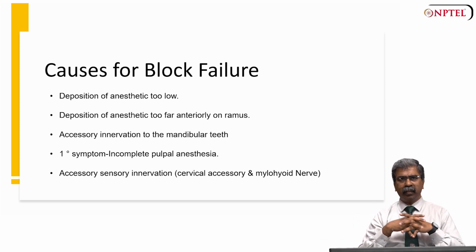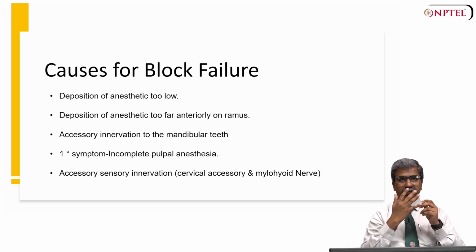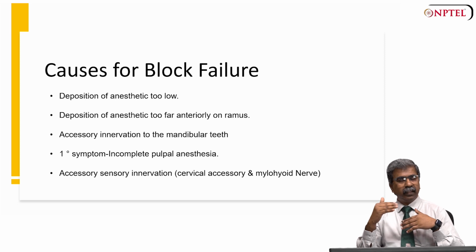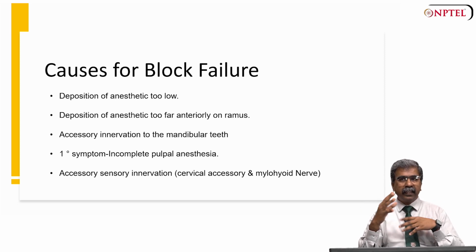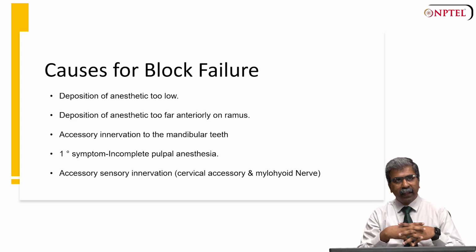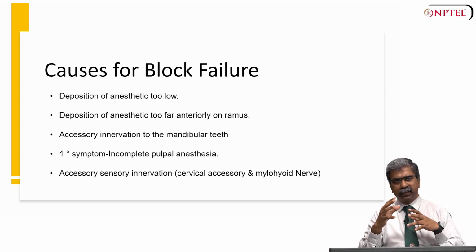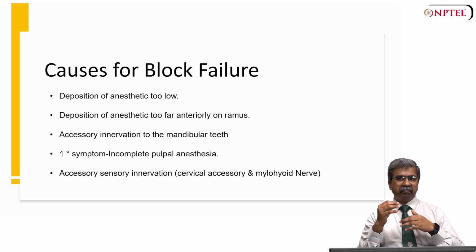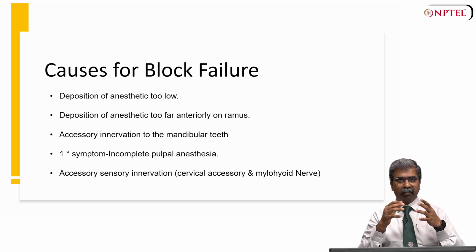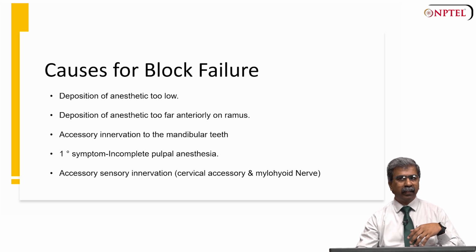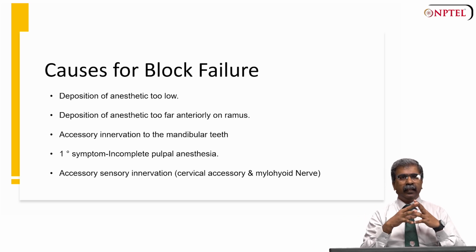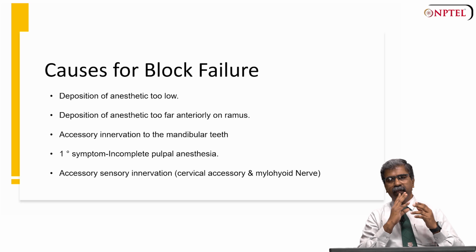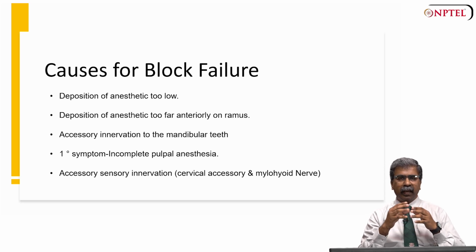So what are the causes of failure of the nerve block? As I discussed a couple of slides earlier, if the anesthetic is deposited too low on the ramus, it may not adequately reach the inferior alveolar nerve, leading to insufficient anesthesia. And also, if the deposition of anesthetic is too far anteriorly in the ramus, thereby ineffectively targeting the mandibular foramen, resulting in inadequate numbness of the intended area. And accessory innervation to the mandibular teeth most often matters when you are doing a procedure on the mandibular incisors.